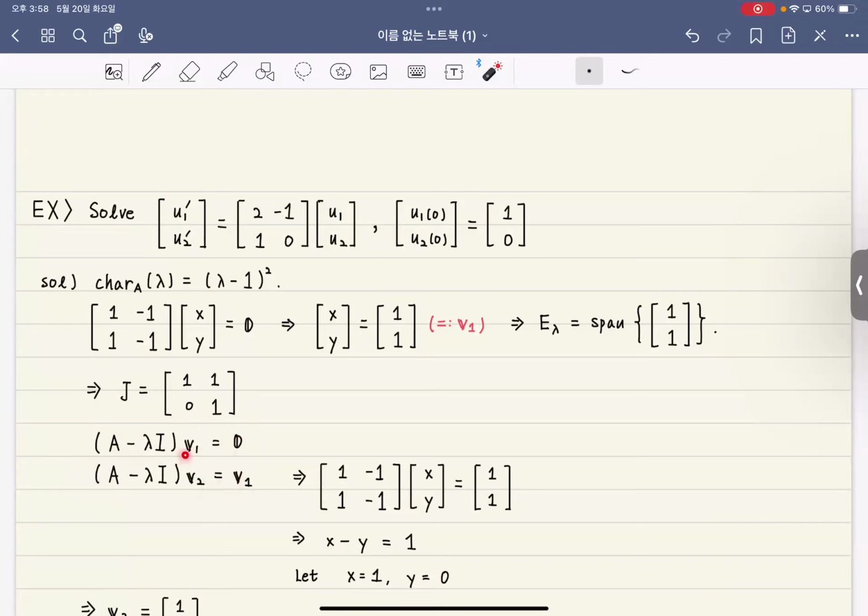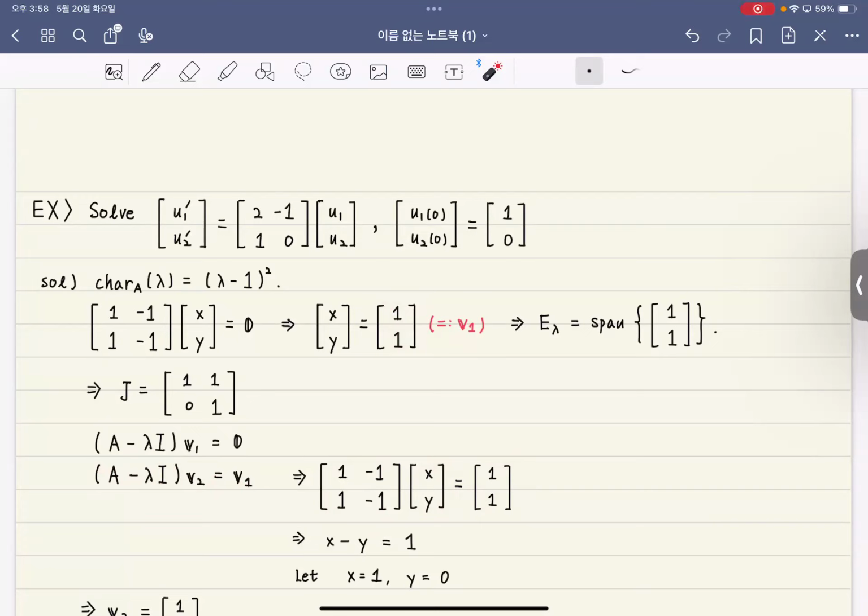And we have already found V1. What is V1? V1 is just the eigenvector of eigenvalue 1, right? So it is okay to declare this to be my V1. And I will need to solve the second equation. I want to find this vector V2 satisfying this equality: A minus lambda I times V2 equals V1. I'm just plugging V1 into the right-hand side.